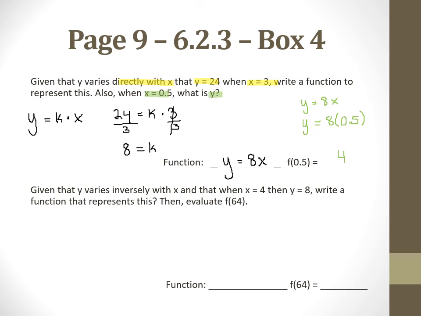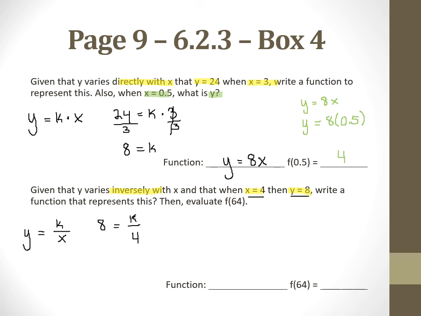One final example here for this learning target. We're given that y varies inversely with x, and that when x is 4, then y is 8. So this is an inverse variation function. That means that it has the format y equals k divided by x. And in this problem, I know that when x is 4, y is 8. So plugging in those numbers, y is 8, that's equal to k divided by x, but I know that x is 4. I'm plugging in the number 4 here for x.